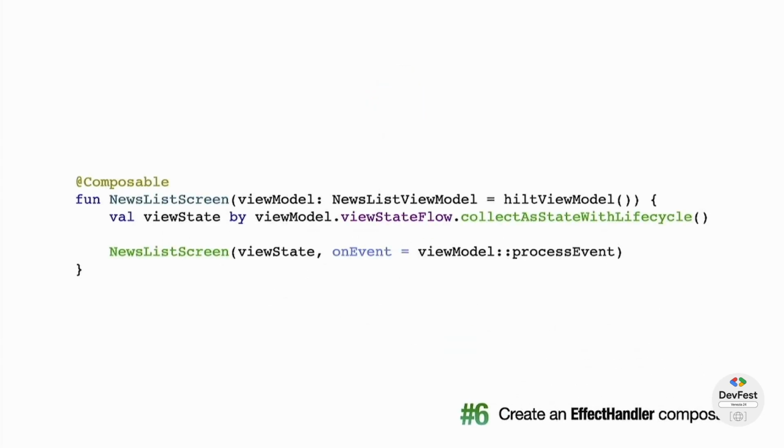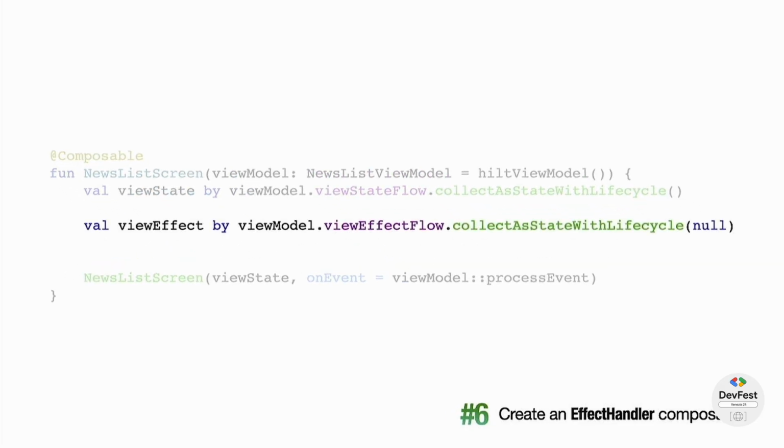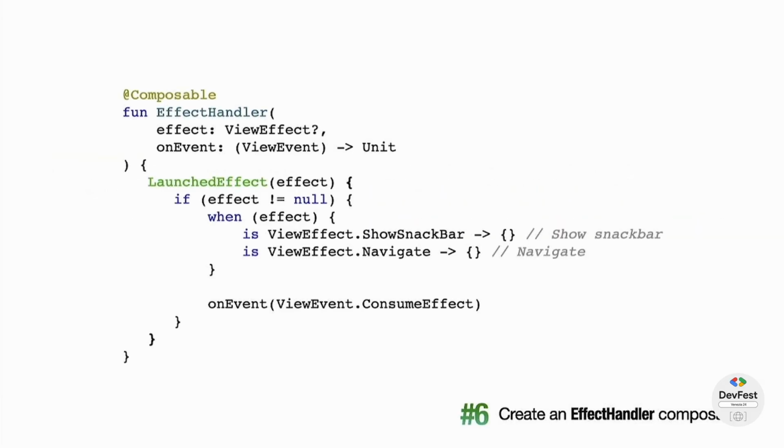And let's go back to our news list screen, right? We have this, what we left before. But now we need to collect our view effect. Remember that we got it from the view state one. So we essentially collect it. And so after using the flow operators, we end up with a cold flow, right? That's why when we use the collect as state with lifecycle, we need to provide a default value. So I'm providing null.